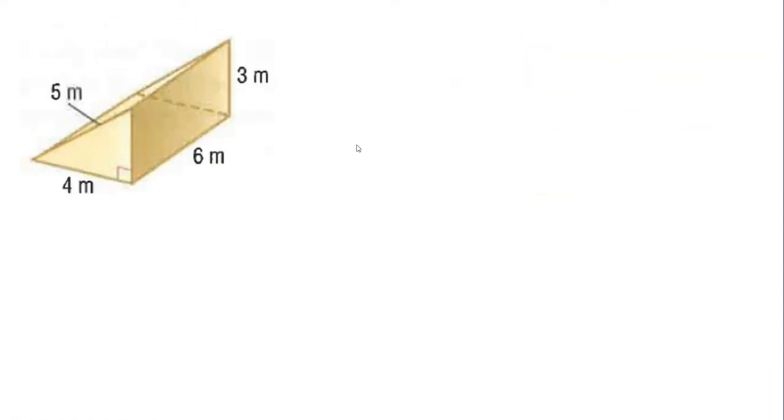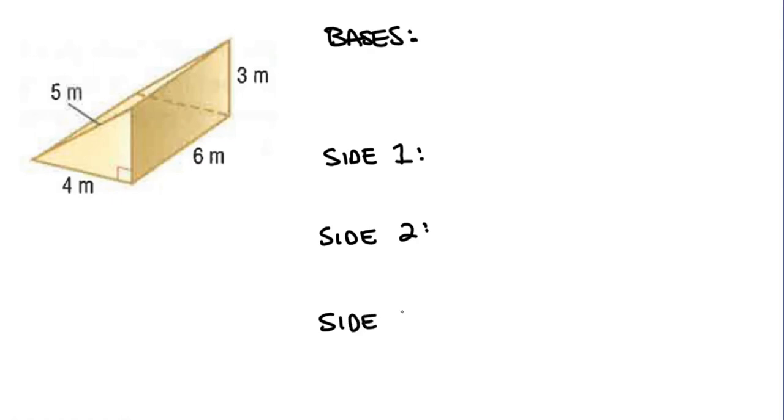We got one last one here. This is a triangular prism as well. So I know I'm going to have my two bases, which are triangles. And then again, I'm going to have my three sides. Side 1, side 2, and side 3. These are all going to be rectangles since this is a prism. So our bases are these triangles right here. These are our bases. So the area is going to be 1/2 base times height.